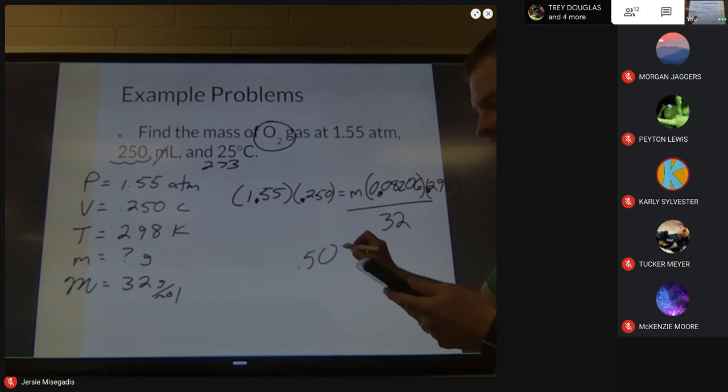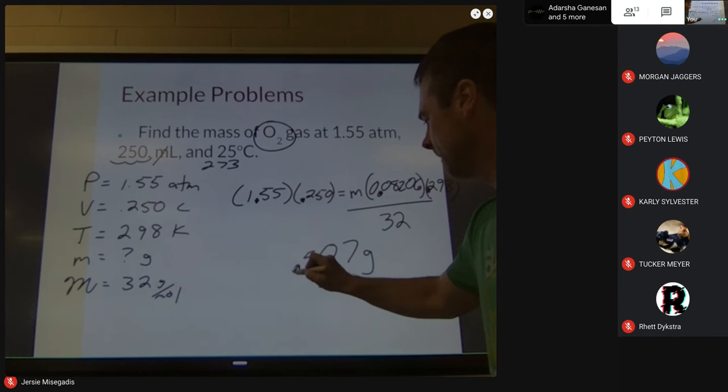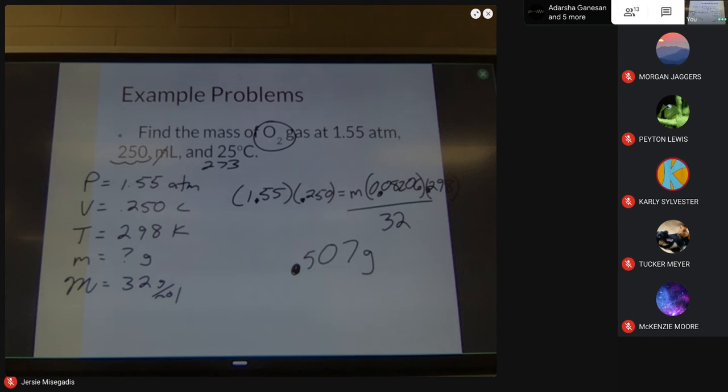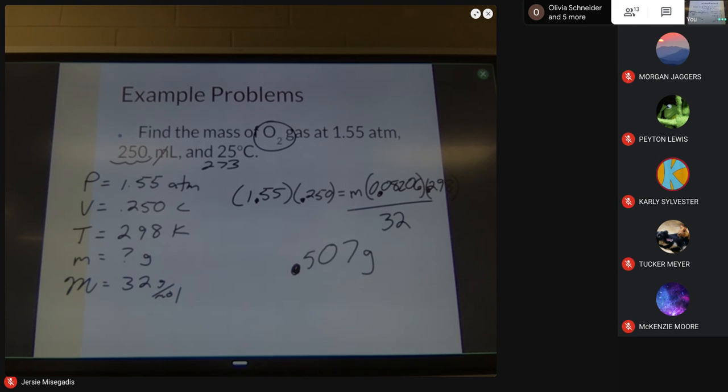I'm going to say, does this look like a better answer? 0.507. Somebody unmute and tell me if you agree with me, please. Or do you not agree with that? Morgan, what'd you get? I was just watching you. I think it's right. Okay, I'm going to roll with it.